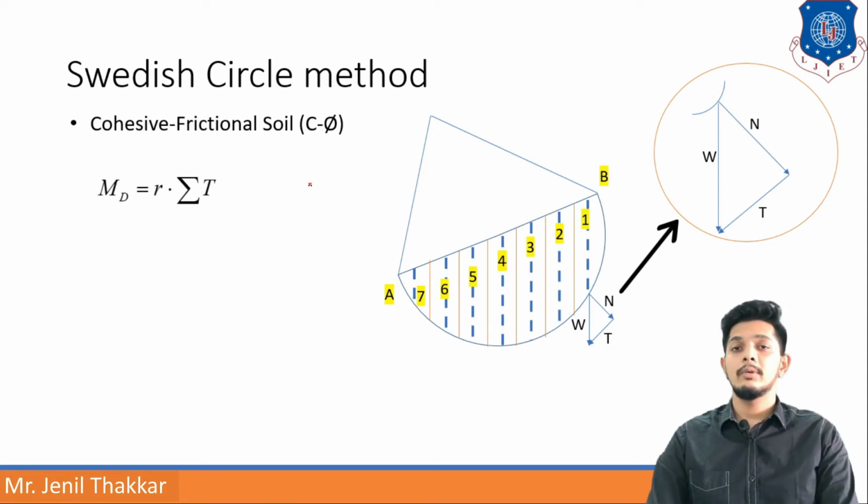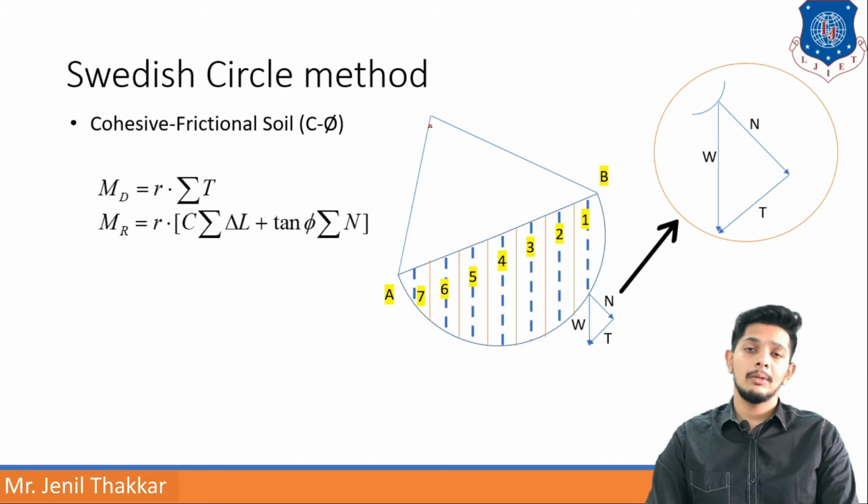Now let us write equations for driving and resisting moment. So Md can be written as R into sigma T, that is, summation of tangential components. So the driving moment will be from tangential components. So T will drive the moment and make it fail. So R into T. The tangential force will act like this, and it will have a radius small r.